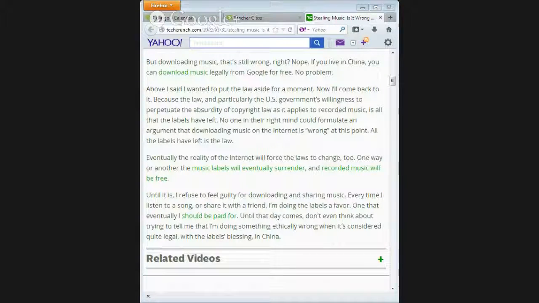Absurd or absurdity means insane, senseless, crazy. So the absurdity of copyright law. So that sentence could also read, and particularly the US government's willingness to continue or to cause the craziness of copyright law to continue. So they're perpetuating the absurdity of copyright law, or they're causing the craziness or the insanity of copyright law to continue. Okay, the word formulate.